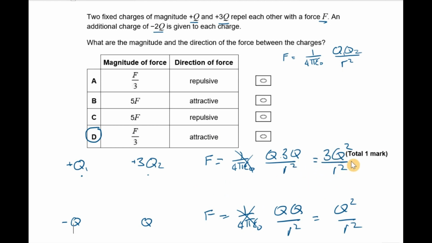So if you look, this initial example is 3 times the changed consideration. So therefore, the new force is going to be a third of the original value. Because we've now got a negative and a positive charge, this is going to be attractive. So the line that gives me both the correct answers is line D.